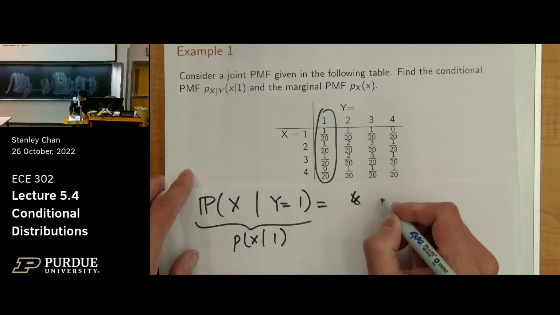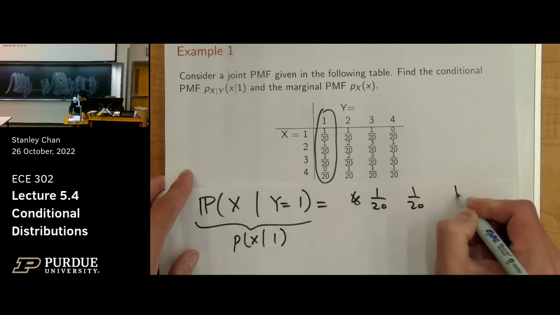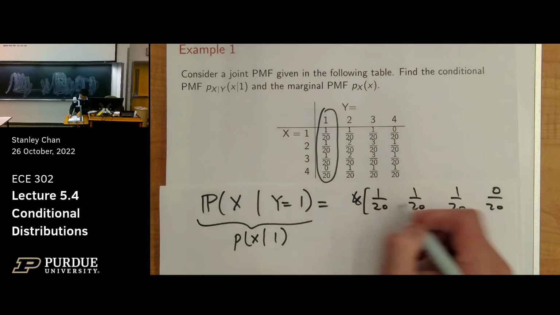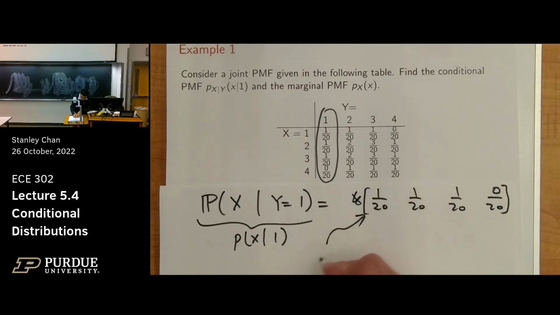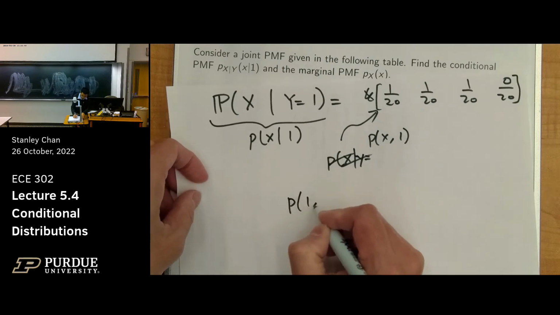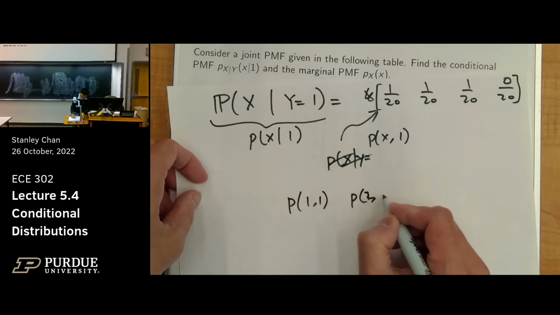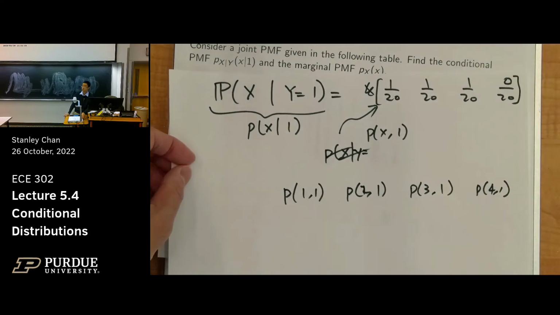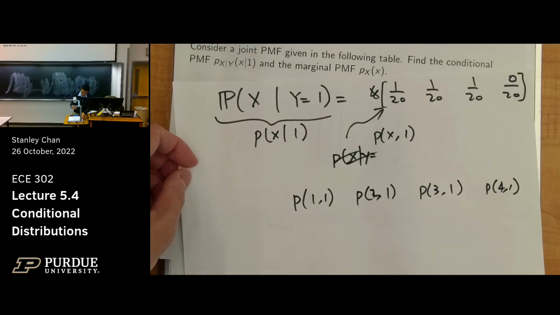I have 4 numbers, right? 1 over 20, 1 over 20, 1 over 20, and 0 over 20. So these are the 4 numbers. And what are they? Well, they are the probability of X and 1. I have 4 numbers, so they are P of 1 and 1, P of 2 and 1, P of 3 and 1, and P of 4 and 1. So they're the joint distributions, the joint probabilities.